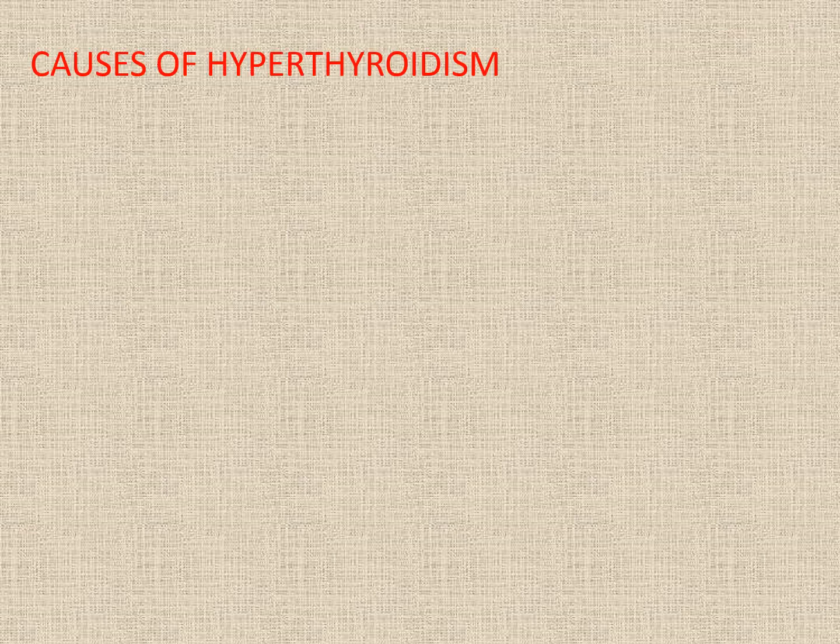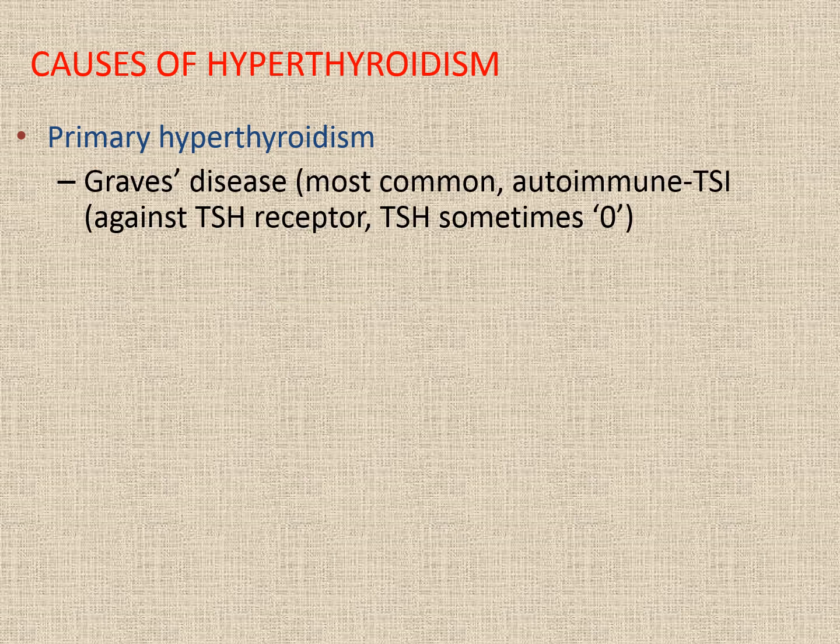So we start with hyperthyroidism. Now causes of hyperthyroidism: primary hyperthyroidism, related to the thyroid gland. Common is Graves disease. About 80% of the cause of hyperthyroidism is Graves disease. Autoimmune disorder. Here thyroid stimulating immunoglobulins are present in the blood of the patient which are directed against the TSH receptor, and TSH is sometimes undetectable or zero.